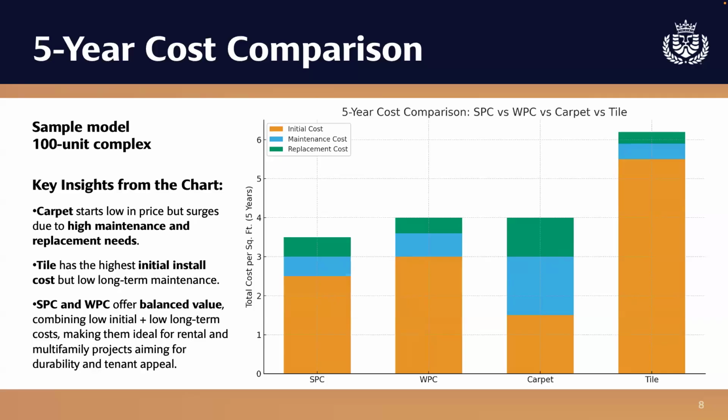Next slide. You're good. Okay, so here's a 5-year cost comparison. This model illustrates a clear story. What seems affordable at install, like carpet, quickly becomes the most expensive due to repeat replacements and heavy maintenance. Tile offers, again, longevity, but comes with a very high install cost and rigid substrate requirements, right? So a perfect subfloor is going to be a requirement there.